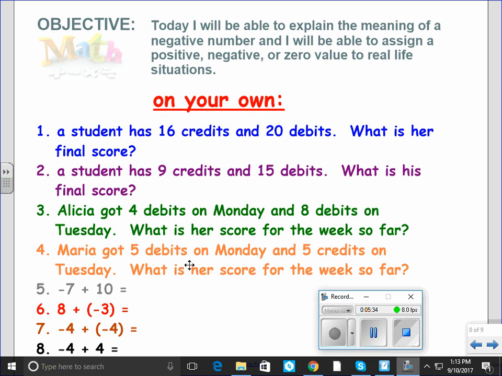Number 4, Maria got 5 debits on Monday and 5 credits on Tuesday. What's her score for the week so far? And then just looking at adding and subtracting. -7 plus 10. What's the sum? And if you have 8, a positive 8, and you're adding 3 negatives, what would the sum be? And -4, and you're adding another -4. What's the sum of those numbers going to be? And last, a -4 plus 4. What's the sum going to be?